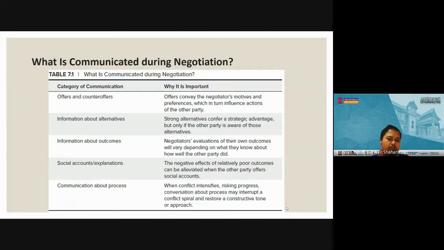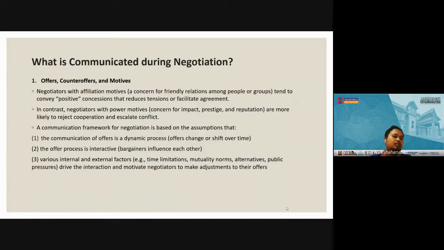Communication about process when conflict intensifies, risking progress. Communicating about the process may interrupt a conflict spiral and restore a constructive tone for approach. So when something bad happened during that communication, when he or she managed to explain to you what is the next step that needs to be done, what are the things that need to be prevented, it will help you to reduce upcoming risk, and it will help you to reduce the chance of the negotiation being interrupted.